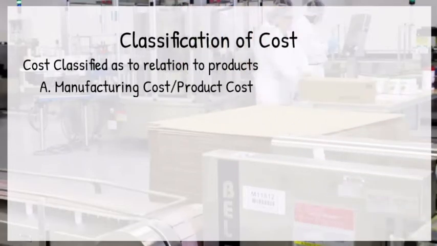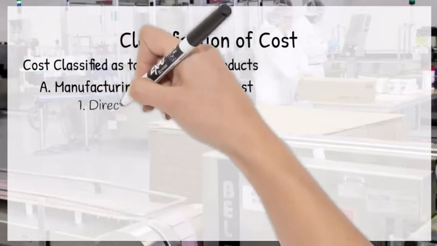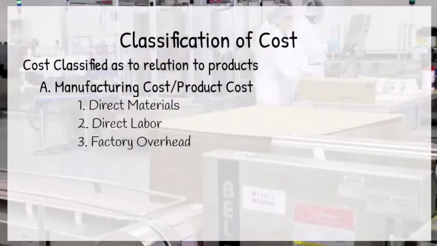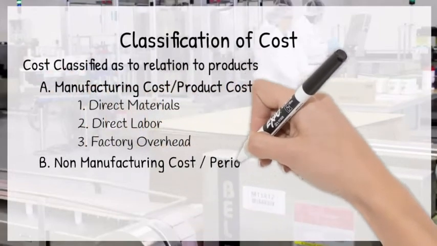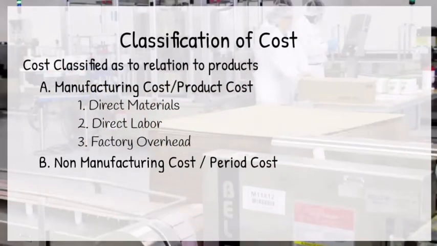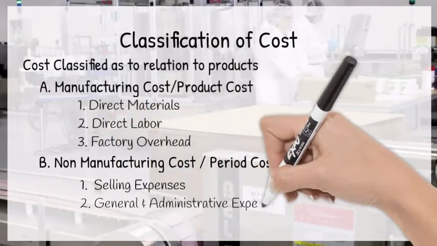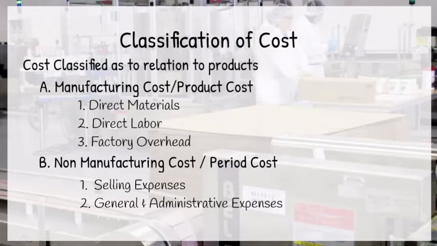In this classification, we have the manufacturing cost or the product cost. It is called product cost because these are the costs or values that make up a product, and that can be reported as an asset, like inventory in the balance sheet, which includes direct materials, direct labor, and factory overhead. Next are the non-manufacturing costs, also called period costs. It is called period cost because these costs are charged to expense as the period is incurred. These costs include marketing or selling expenses and the general and administrative expenses.